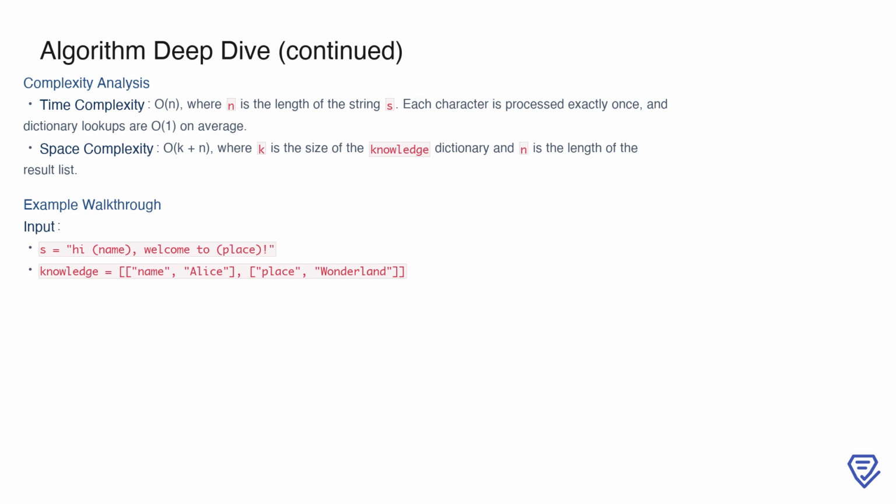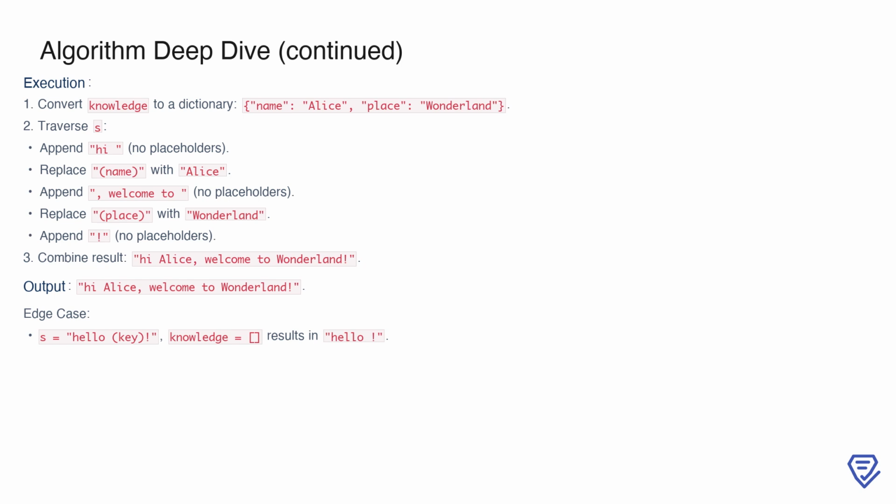To better understand how the algorithm works, consider this example. Suppose the input string is "Hi (name), welcome to (place)!" and the knowledge list contains ["name", "Alice"], ["place", "Wonderland"]. The goal is to replace the placeholders (name) and (place) with their corresponding values, resulting in the final output string. Here's how the algorithm executes step by step.